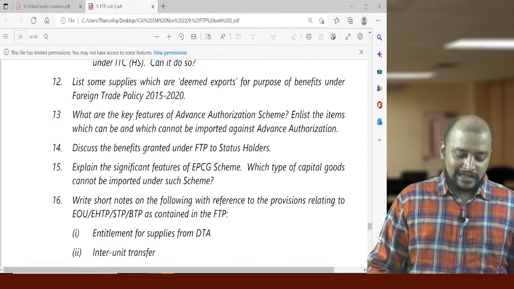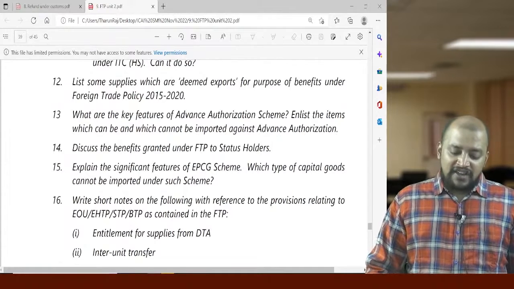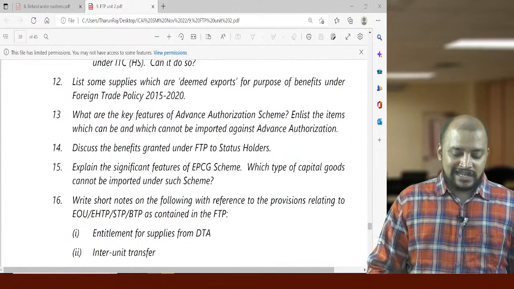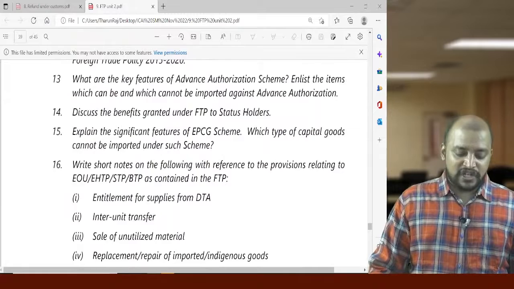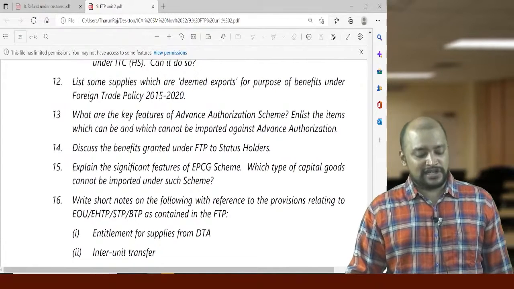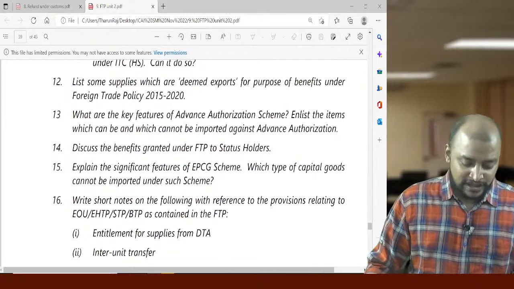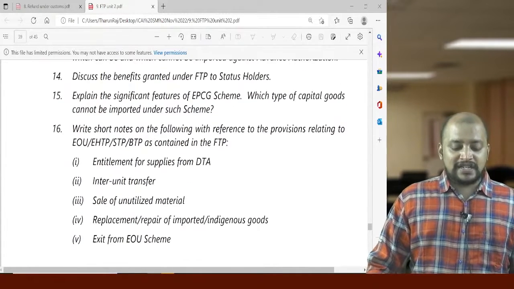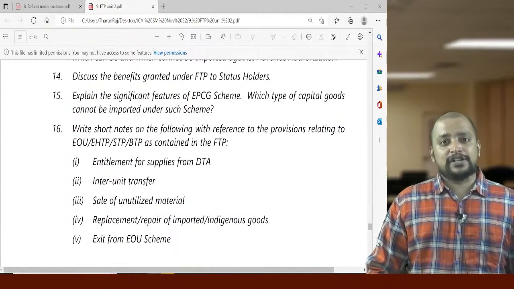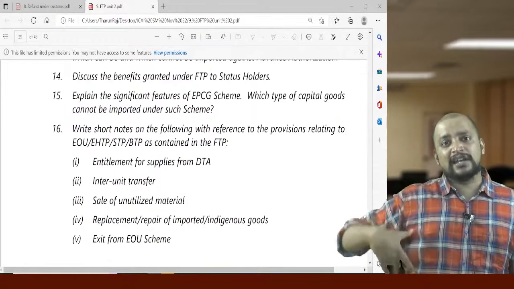Then next, what are the key features of the advance authorization scheme? Enlist the items which can be and which cannot be imported against advance authorization. That's a pure theory question related to advance authorization. Discuss the benefits granted under FTP to status holders. So that is also a theory question.